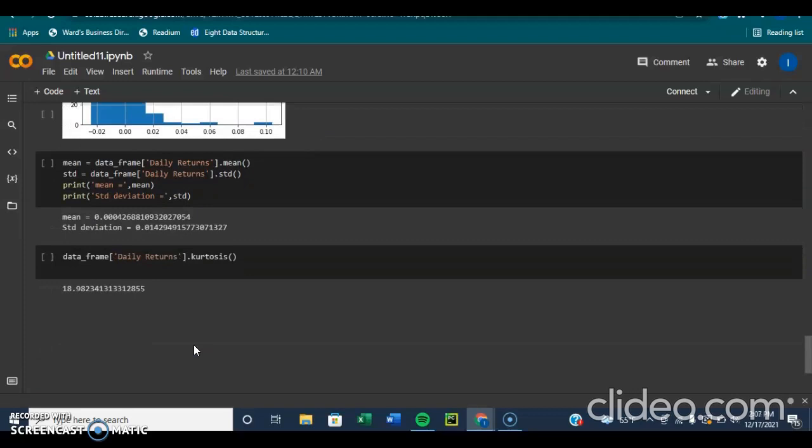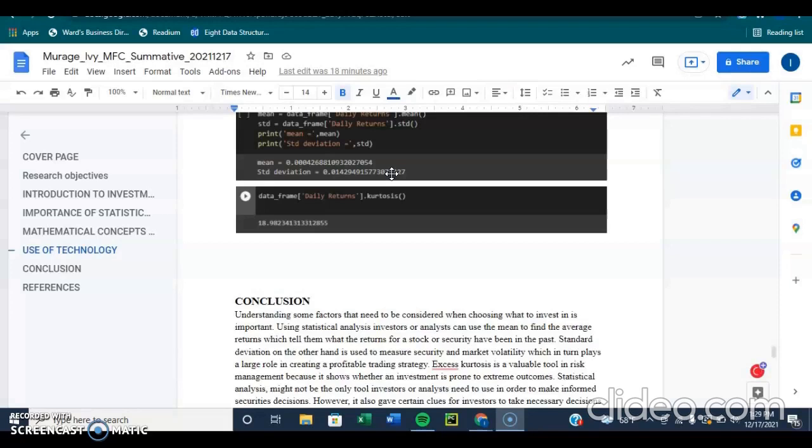After that, I found the kurtosis, and as you can see here, I got 18.982, and it tells us the fatness of the tail. It is important because it tells us how extreme the values can actually get. And we said that if the standard deviation is further away from the mean, then the risk will be high compared to when the standard deviation is close to the mean.